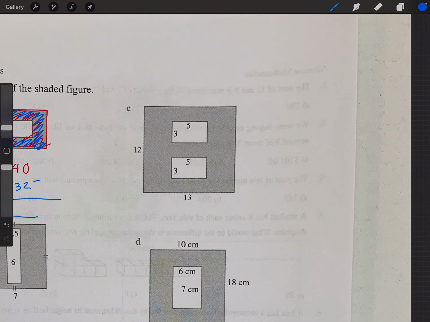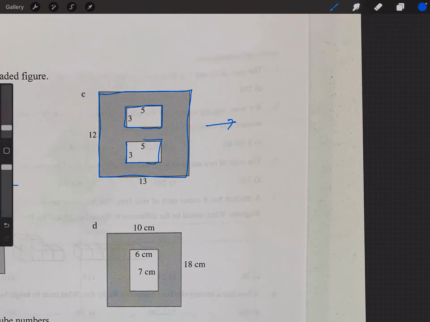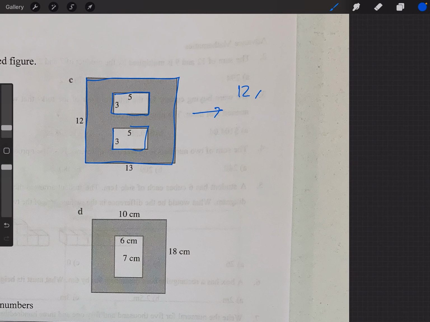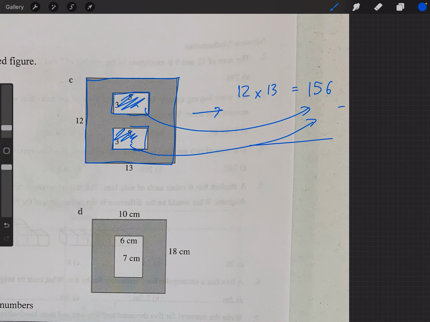Next one, you do the same thing. You find the area of the big piece minus the area of the 2 small pieces and get the answer there. So the big piece is 12 times 13, and that will give us what? 12 times 12 is 144. 156, I believe. So it'll be 156, take away the area of this, and take away the area of this. And then you get a final answer.